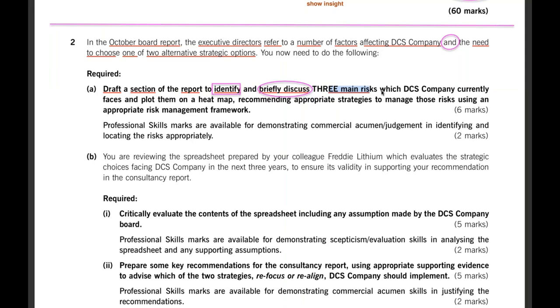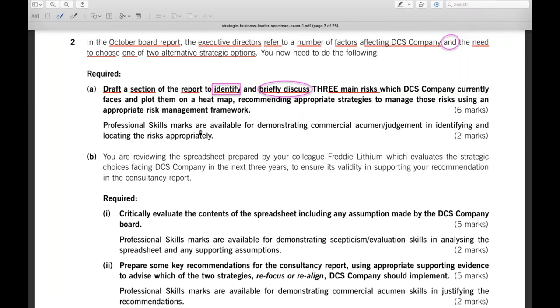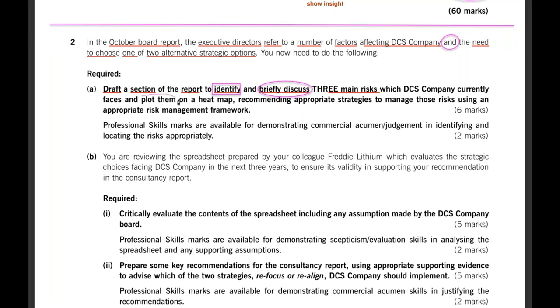Okay, you're supposed to be discussing three main risks which the DCS company currently faces and plot them on a heat map. Some of you actually did ask about the heat map, all right? So this is what you're supposed to be doing. There are three main risks which DCS currently faces, so you are supposed to be plotting them. So when he says plots, that means this is one of the tasks that you're supposed to be doing.